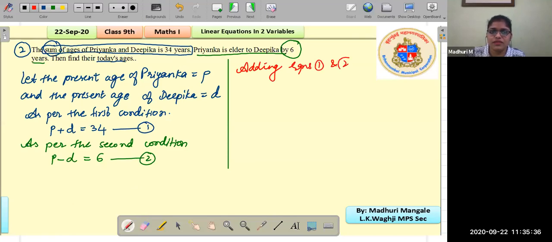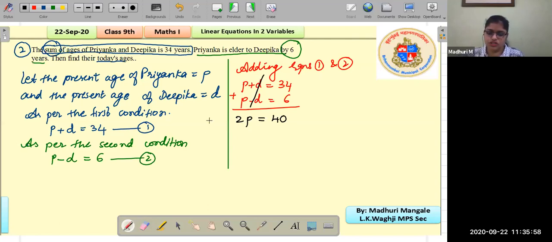P plus D is equal to 34 and P minus D is equals to 6. We are going to add them up, right? So plus D and minus D gets crossed out. We are left with 2P, and that is equals to how much? That is equals to 34 plus 6. That would be 40. And then this 2 on this side would move to the other side. That is 2 is in multiplication over here. It moves to the other side and becomes division. So the step would be P equals to 40 over 2. That gives us P equals to 20.